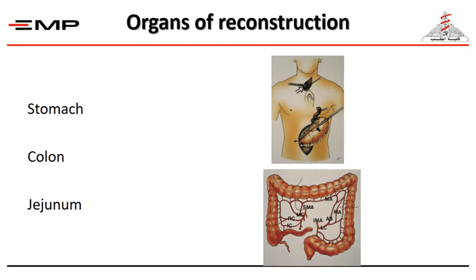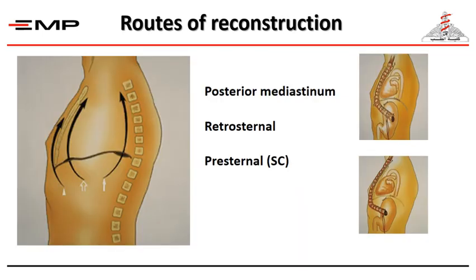So after resection of the esophagus, I have to choose one of these organs to replace the esophagus, either the stomach, the colon, or the jejunum. We prefer the stomach because it involves only one anastomosis, is rich in vascularity, and is without any contamination. We prefer the posterior mediastinal route because it is the shortest. Nowadays, we don't do any subcutaneous, what is called pre-sternal route.